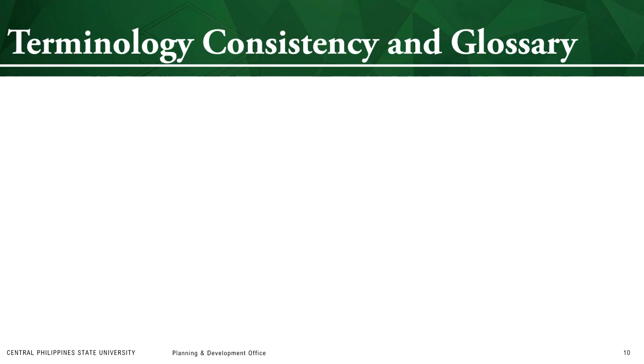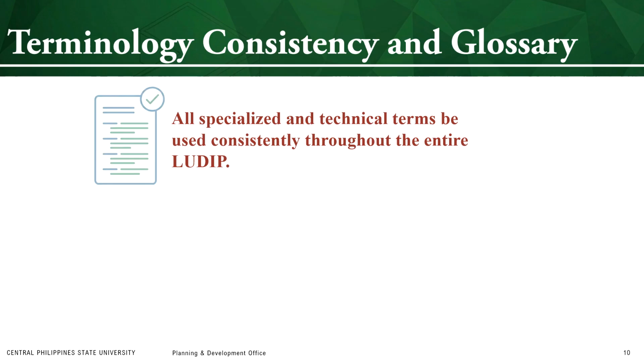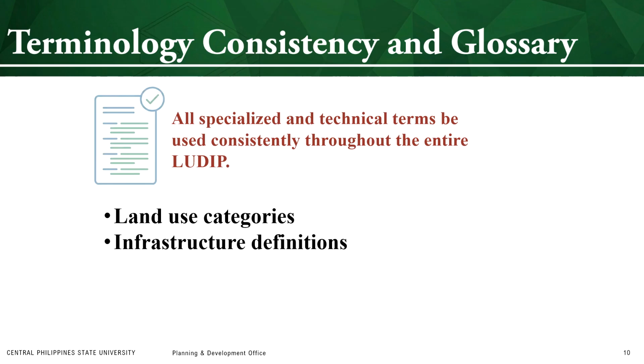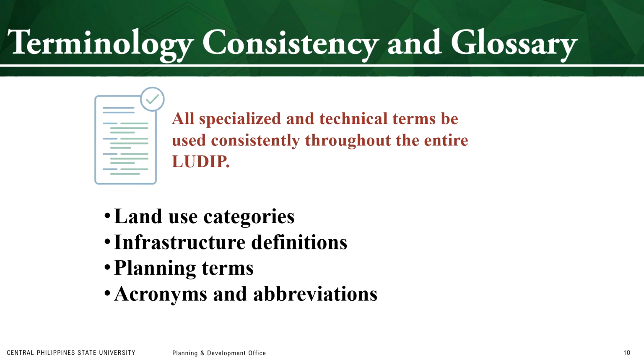The manual requires that all specialized and technical terms be used consistently throughout the entire LUDIP. This means land use categories, such as institutional zone, residential zone, and green space, must be defined once and used exactly the same way every time they appear. Infrastructure definitions, utilities, pathways, stormwater systems, must be precise and consistent. Planning terms, zoning, setbacks, right-of-way, must match official usage from relevant laws and regulations. Acronyms and abbreviations must be defined on first use and applied consistently thereafter.